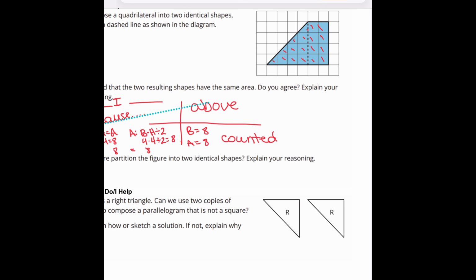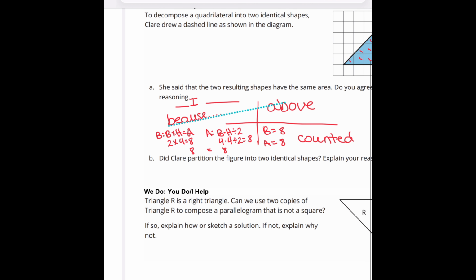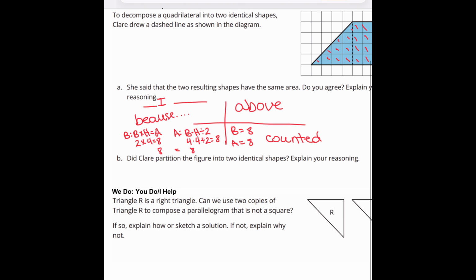All right. So now I'm going to go back to my sentence. Do I agree or disagree that they have the same area? Nope, they have the same area. So yes, I agree because both have an area of 8.